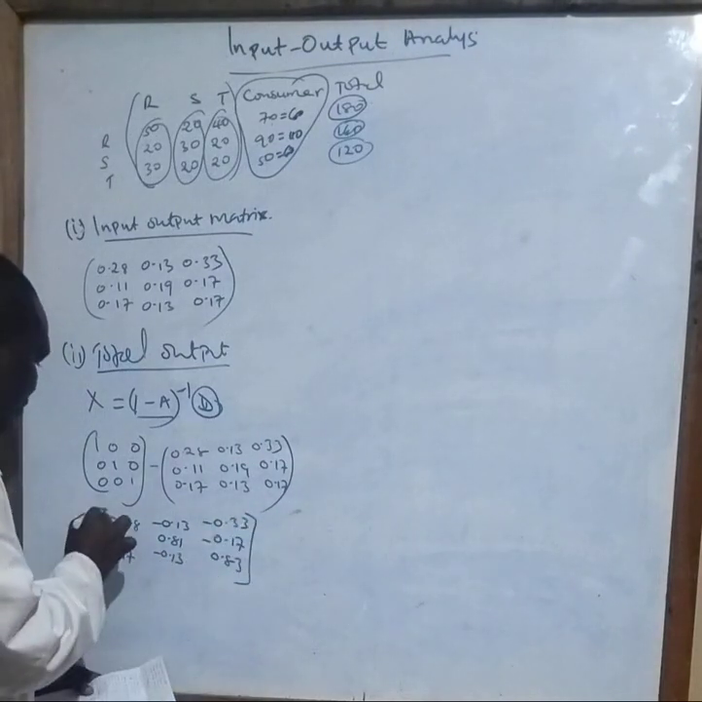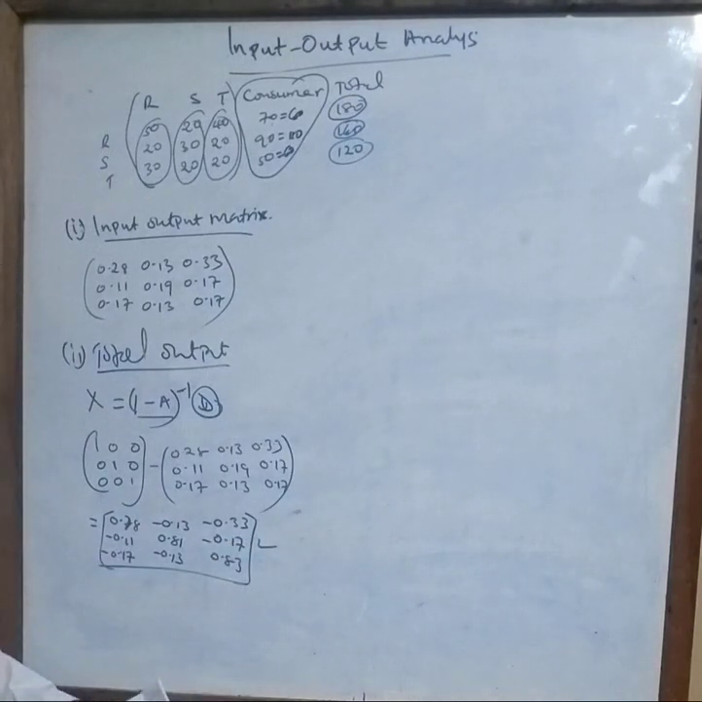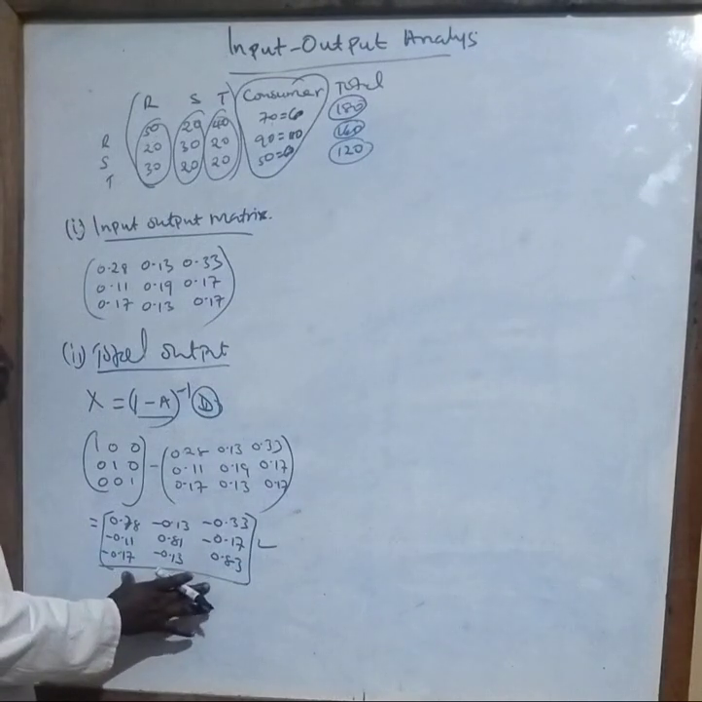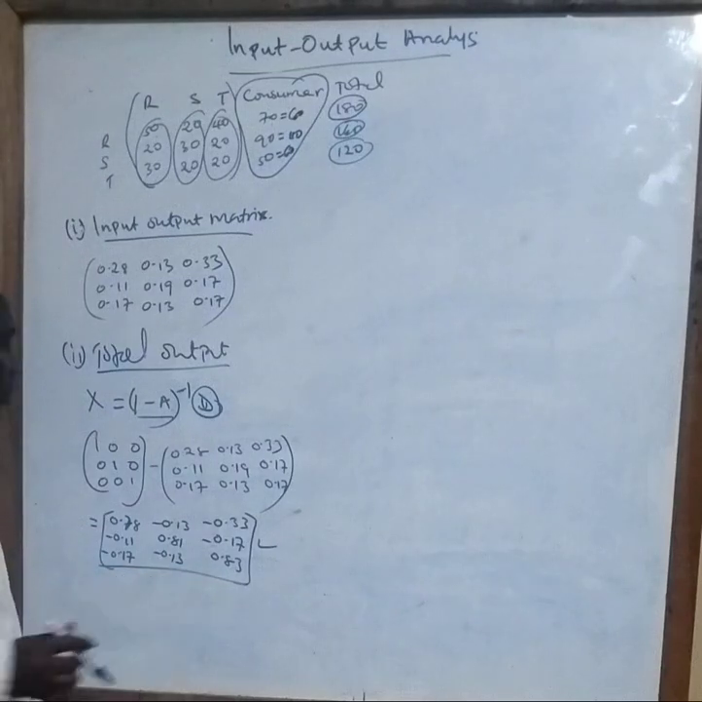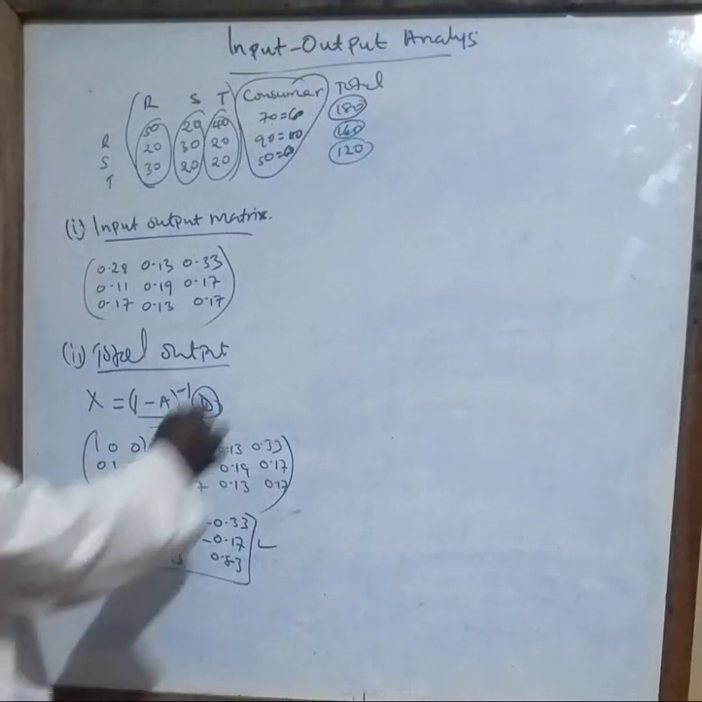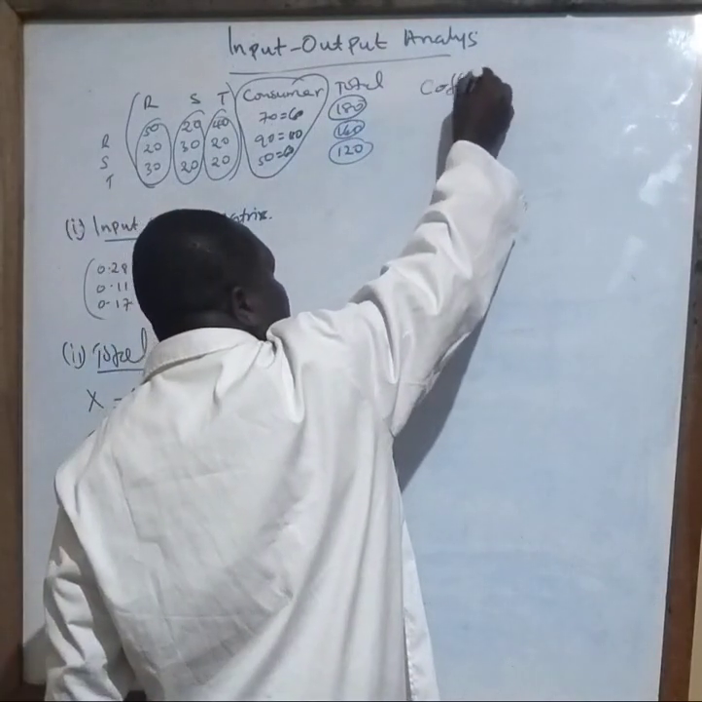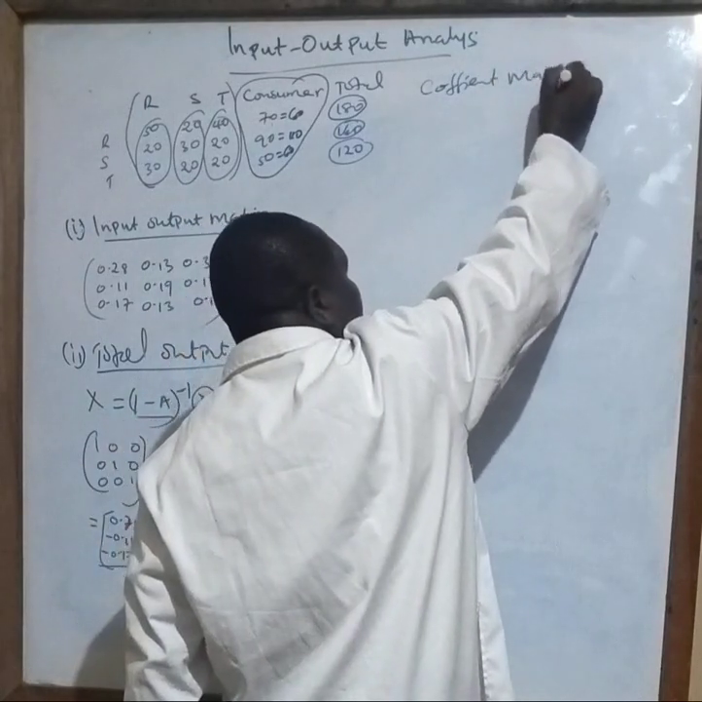So this is our main matrix. When we are going to determine the determinant, we will come here, because this is now our original matrix. Then the next step after we have done this is to develop what we call the coefficient matrix template.